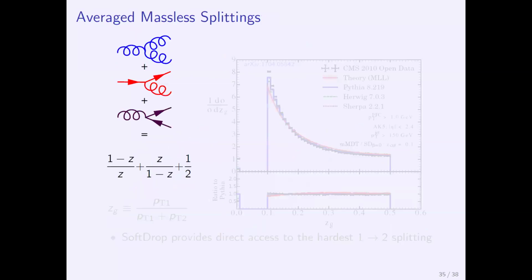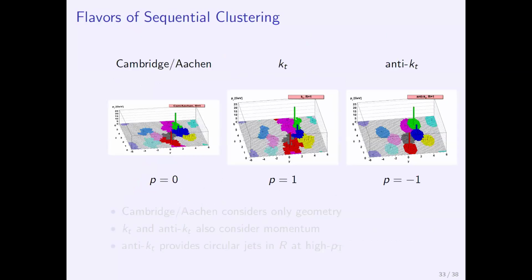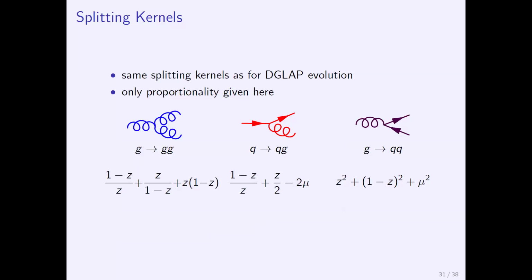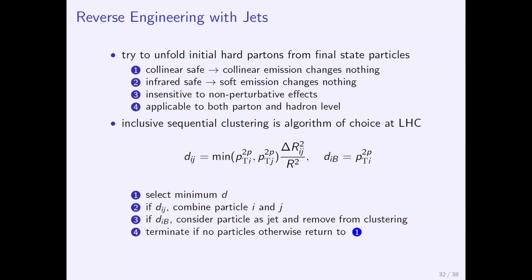So the cool thing about this is that you can actually use soft drop to directly access these average massless splittings. So if we go back to this slide here, we have all these splitting kernels. We would like to experimentally validate that these splitting kernels are what we think they are. Soft drop effectively allows us to go back and measure these splitting kernels. Now, there are a lot of caveats to it, but that is effectively what it allows us to access.